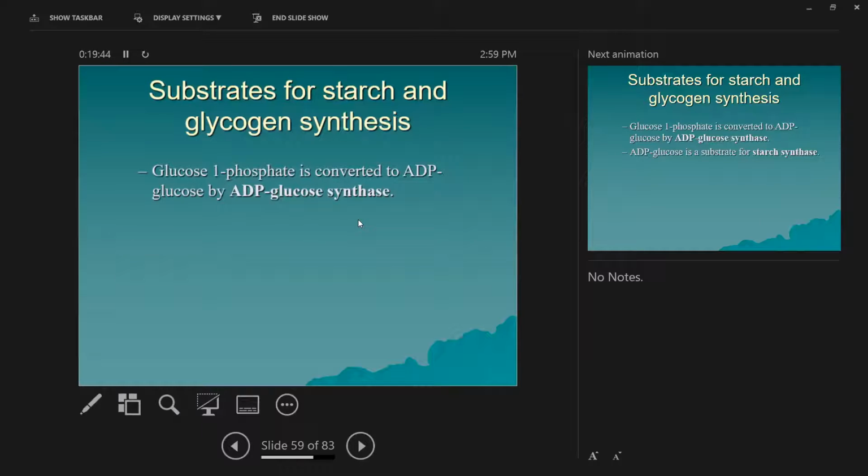Now for starch, you're going to use the substrate ADP glucose, made by ADP glucose synthetase, because starch synthase will use ADP glucose. You don't need to use ATP then to make starch, because this bond is already activated. You can stick it right in and you make starch. That's cool. So for starch, you use ADP glucose.